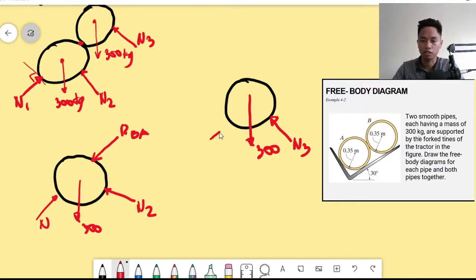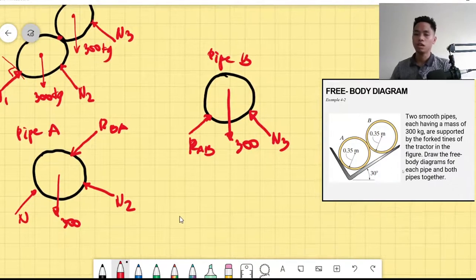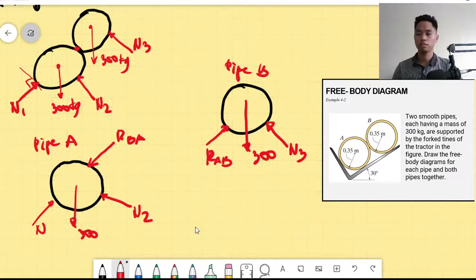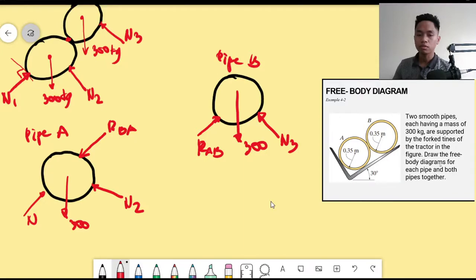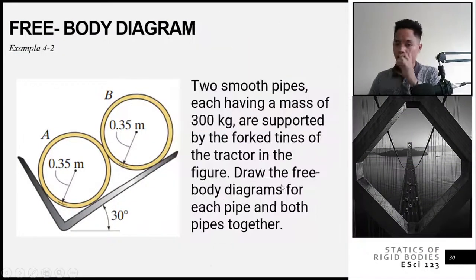That is the reaction of A towards B. So this would be pipe B, and this would be your pipe A. That is your free body diagram. You need to show all the forces that are acting on the body. It is something like that. Anyway, this is just a free body diagram.